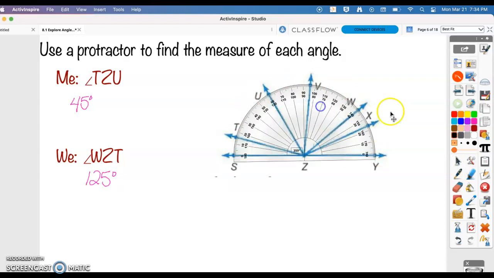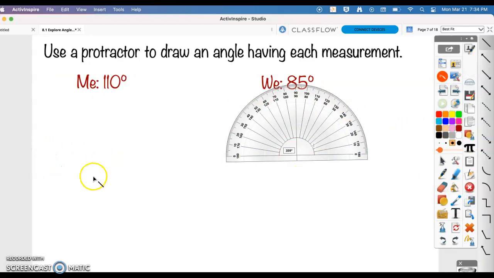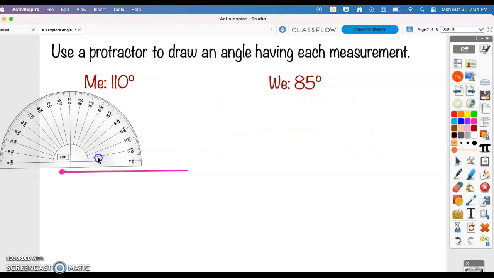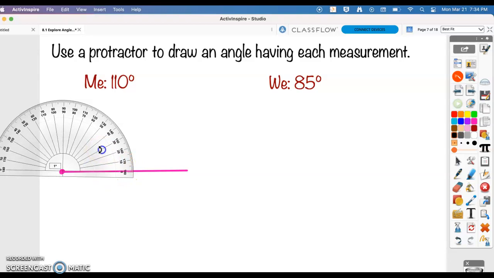Okay, so now we're going to create our own angles. So they want 110 degrees. So what you do is you take the edge of your protractor and draw a straight line. Okay, I'm going to put a little dot at the end. That's going to be kind of my starting point. So I'm looking for 110 degrees. I'm going to take my protractor, line up my 0, and make sure this line is straight. You can see mine's a little off, so I'm going to rotate it just a little bit.